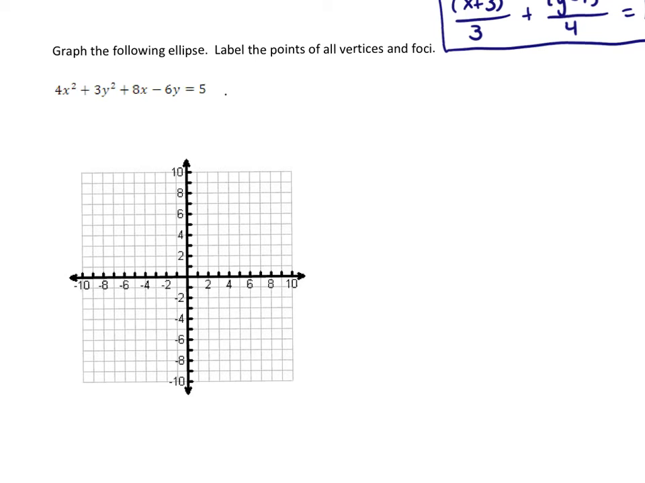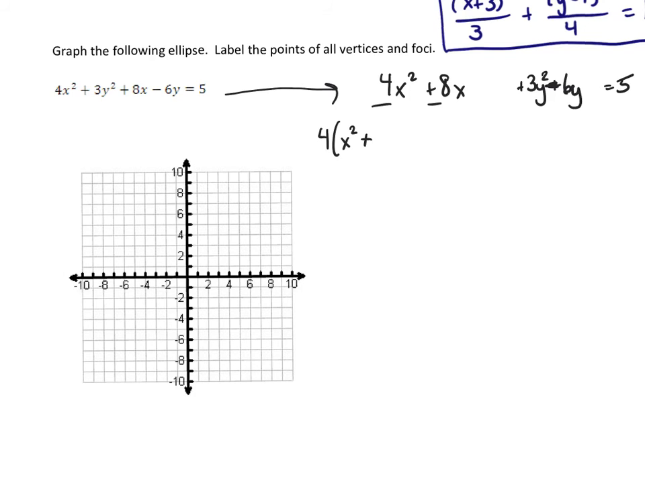So what I'm going to do to complete the square on an ellipse is take everything that has an x and gather that together, and everything that has a y, gather that together. Well, that's actually minus 6y. And equals 5 is fine. Now the key is, in each of these problems, whatever is in front of the x squared and the y squared, I need to factor out. So in this case, I'm going to factor out a 4. And for the y term, I'm going to factor out a 3.